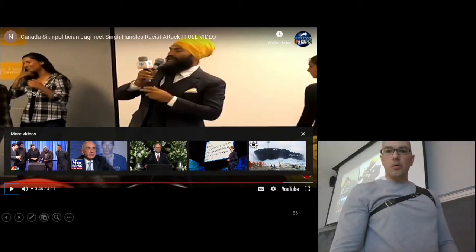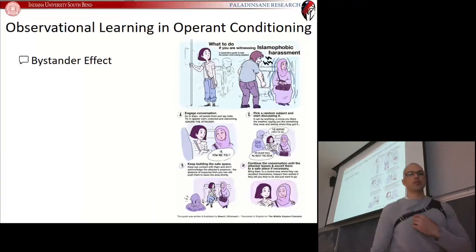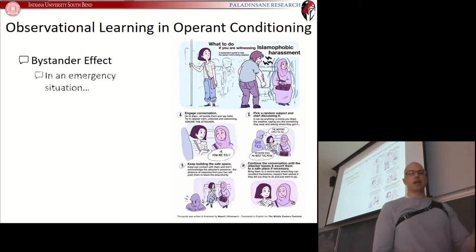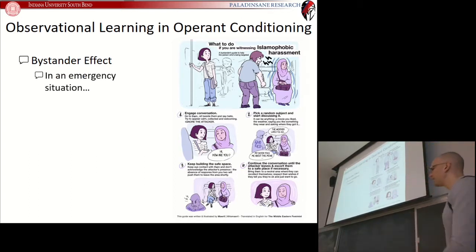All right, so we are going to wrap up our look at observational learning and operant conditioning by applying observational learning one last time, and this is going to be to understand the bystander effect. Hopefully you've encountered the bystander effect in your general psychology course. This is a very well-known psychological phenomenon. It also has to do with intervention in a society.